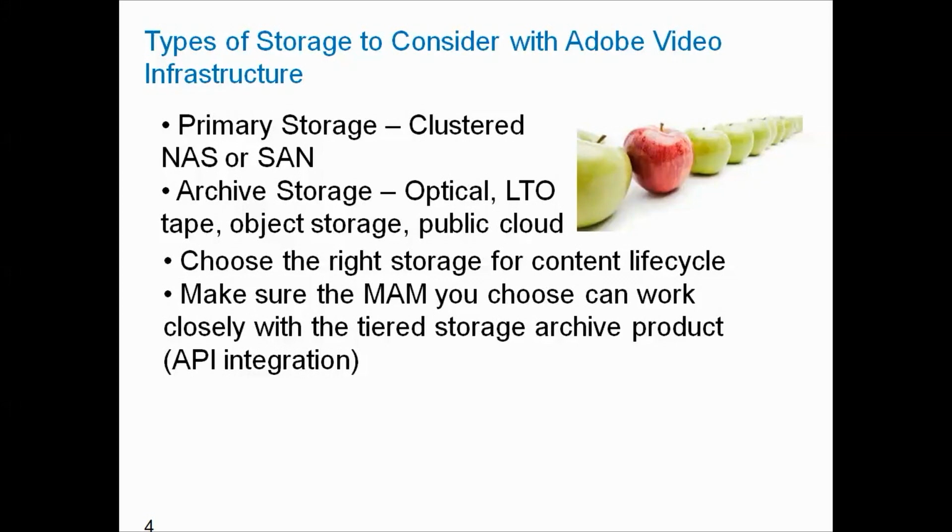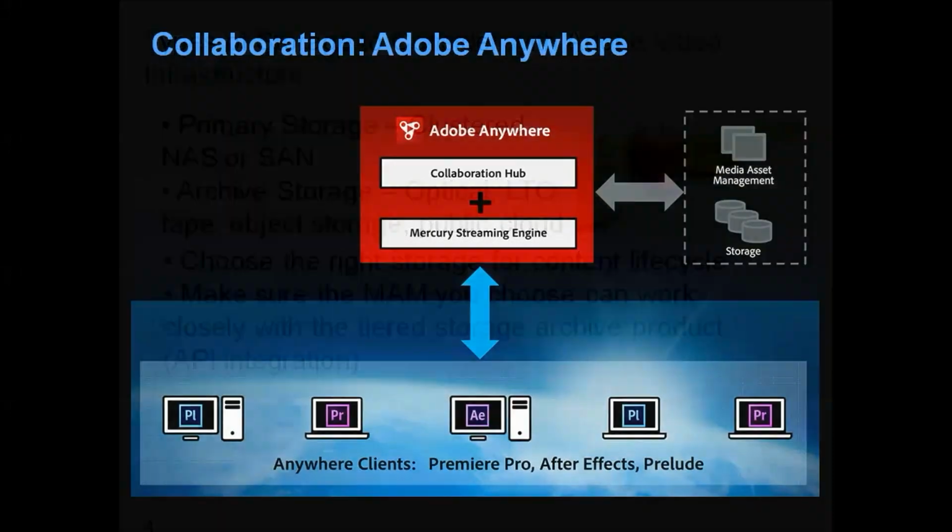Another key consideration is to choose storage that works with the media asset management vendor you are closely working with. If you're choosing a MAM, it's important to have that tied directly to the tiered storage archive. A lot of vendors will do API integration with a particular vendor's API calls to give you better integration when combining that environment. So it's a key question to ask as you're considering this.